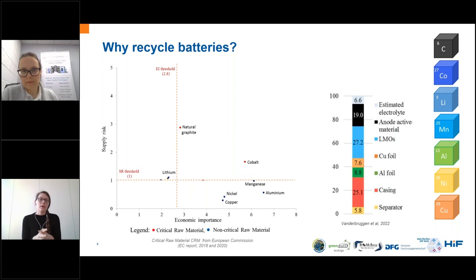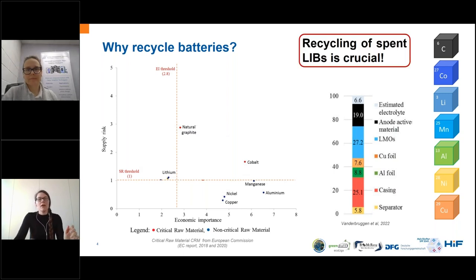Here we have a composition of a battery in percent. So you can see we have almost 20% of the anode, in our case the graphite, then the lithium metal oxides for the cathode, here we have up to 27%. And then we also have quite some amount of copper and aluminium inside the battery. So when you just look at these different materials, over 60% of the batteries are valuable and critical resources. So in order to really keep up the good work that's been established with the electric vehicles and the green transition, we really need to recycle the batteries.